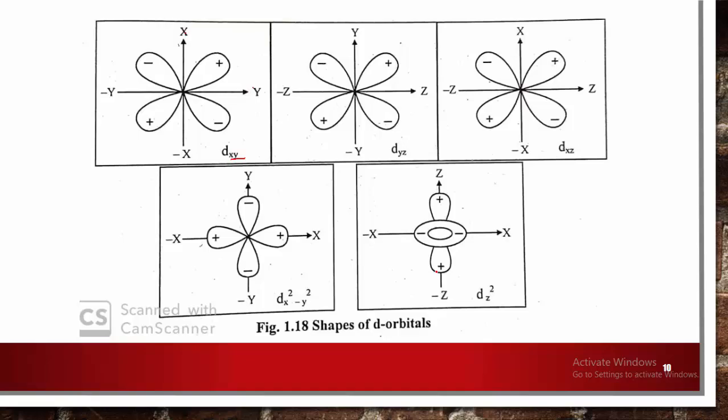The maximum number of electrons that can occupy the d orbitals is 10. In the p orbitals it is 6, in the s orbital it is 2, but in the f orbitals it is 14. It is too complicated, having a rosette shape, with a maximum of 14 electrons occupying the f orbitals.